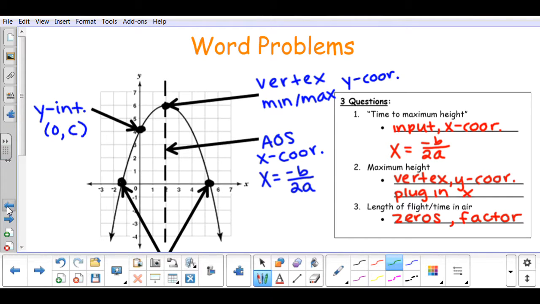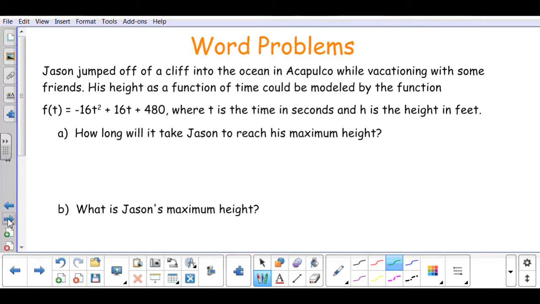Since it says how long it will take to reach his maximum height, that's question 1. So that's going to be the x-coordinate of our vertex. That's going to be our input value. So we use the formula x equals the opposite of b over 2a. So in my problem, my a is negative 16, my b is positive 16, and my c is 480.